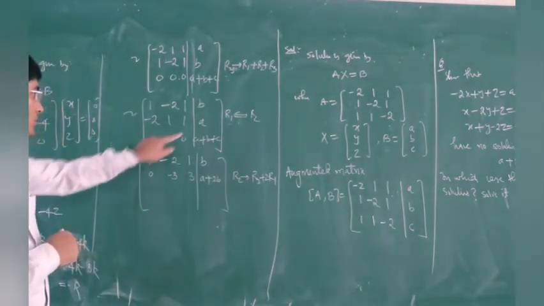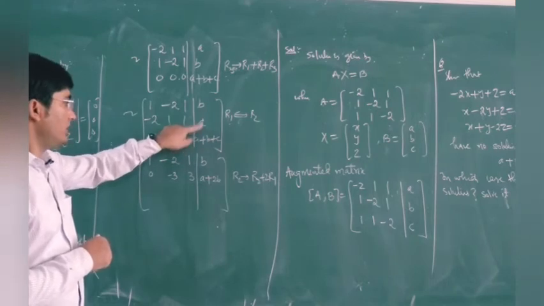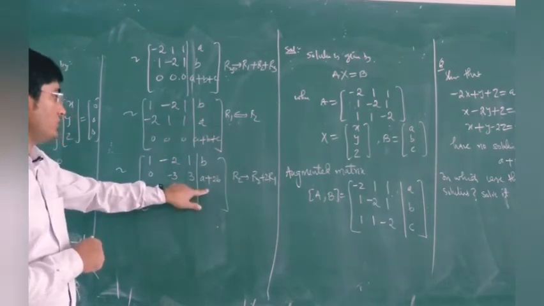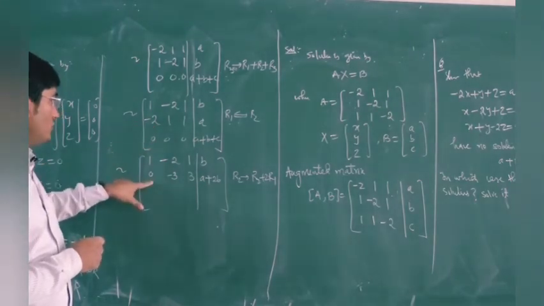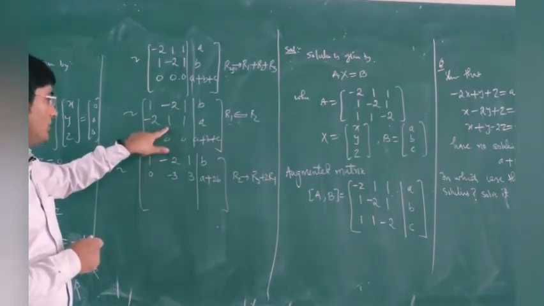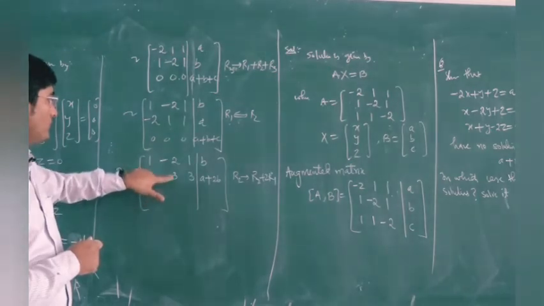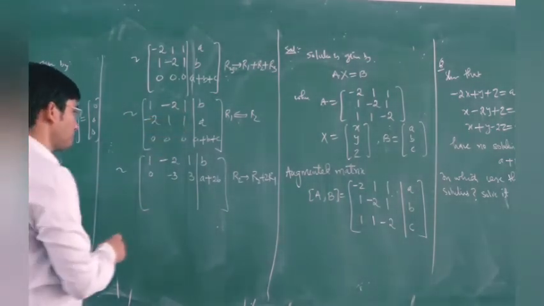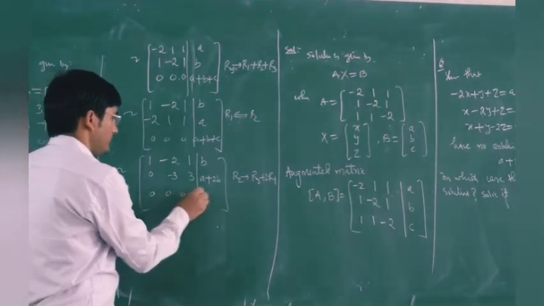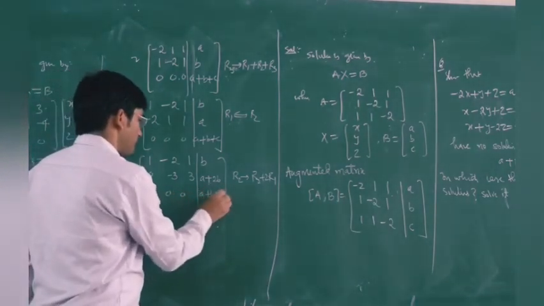R2 plus 2 times R1. So this is your A plus 2B. Here we have R2 plus 2 times R1, which gives 0. R2 plus 2 times of this one will be minus 3. R2 plus 2 times of this one will be 3. And then the last one is A plus B plus C.